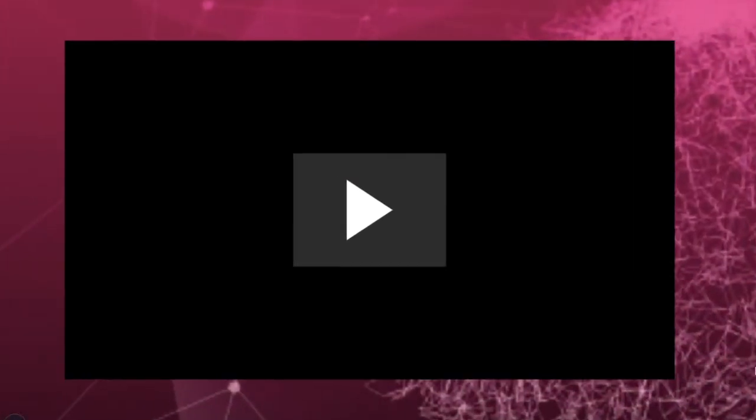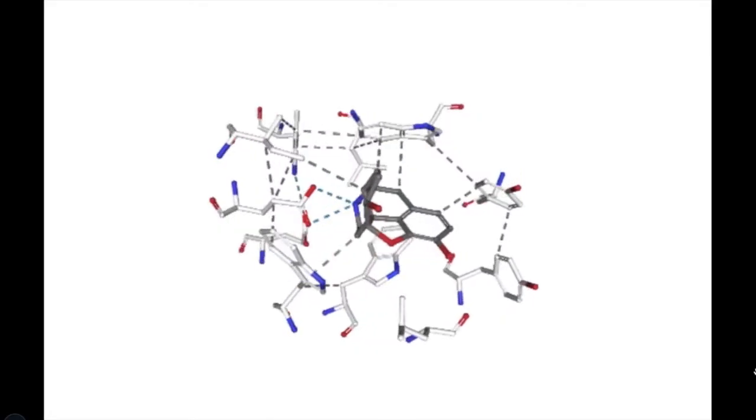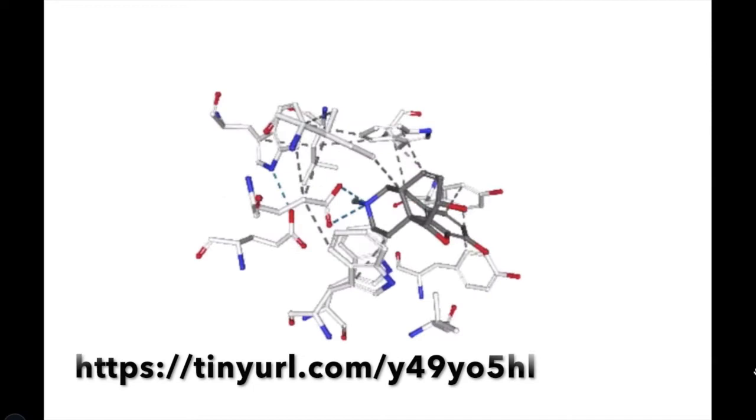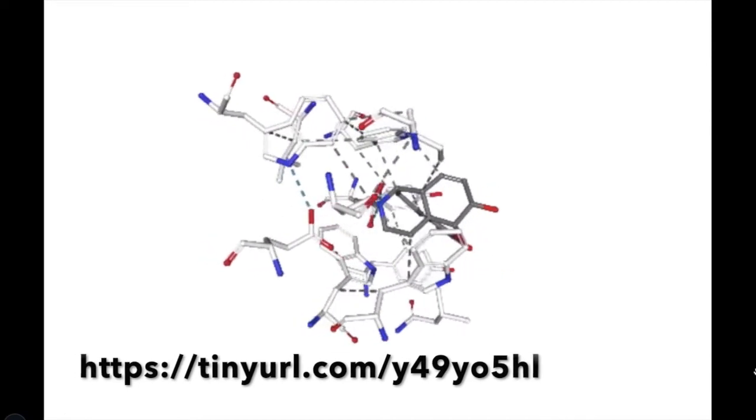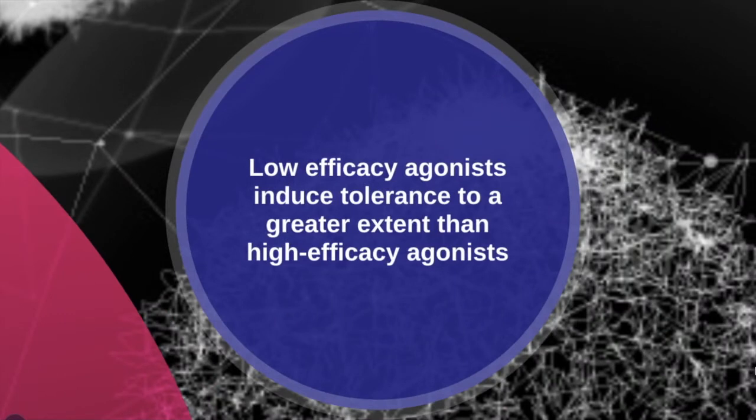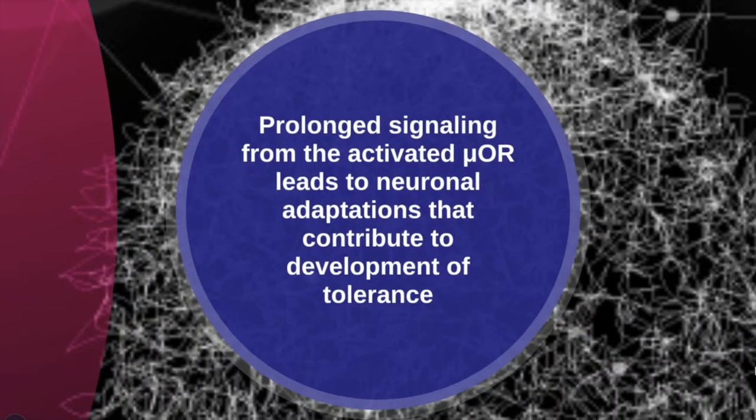A number of theories have been proposed to explain the desensitization of mu-opioid receptors and the development of tolerance in response to agonist binding. One theory states that low-efficacy agonists like morphine induce tolerance to a greater extent than high-efficacy agonists. This is due to their reduced ability to stimulate the induction of receptors for resensitization.